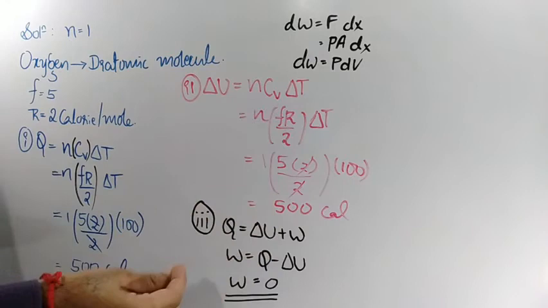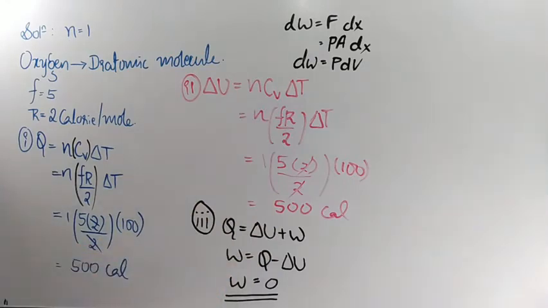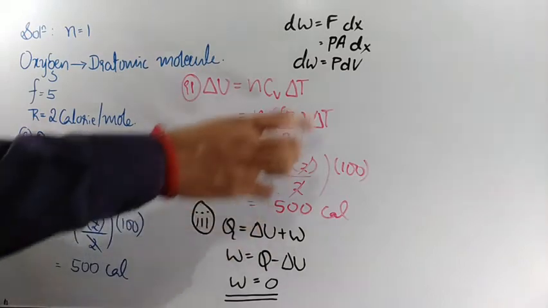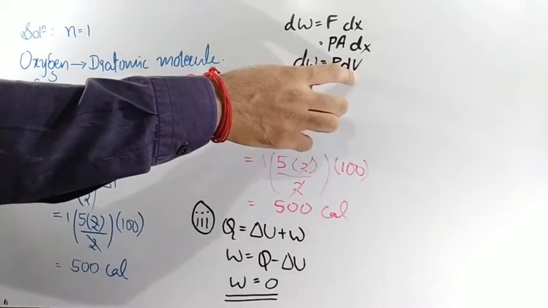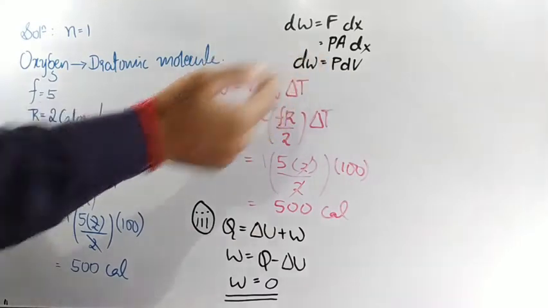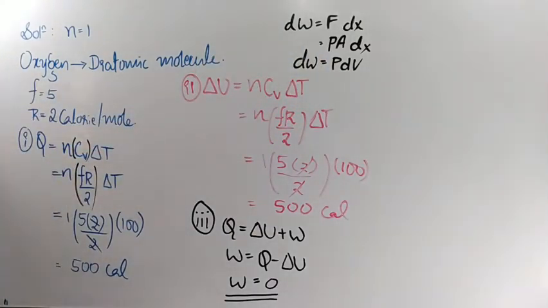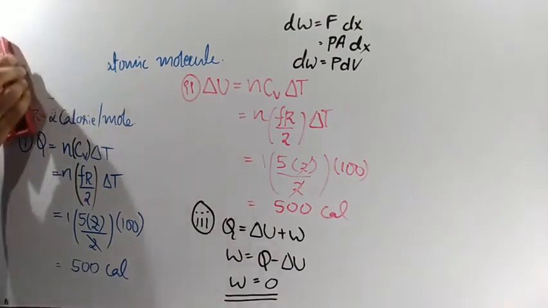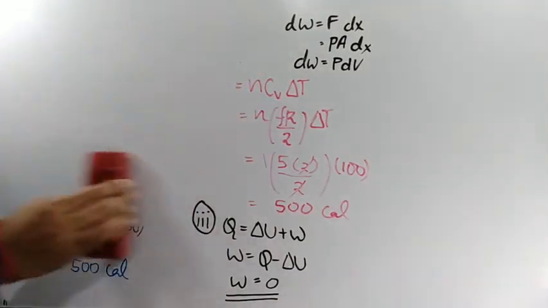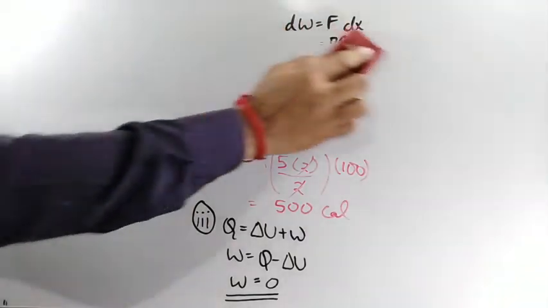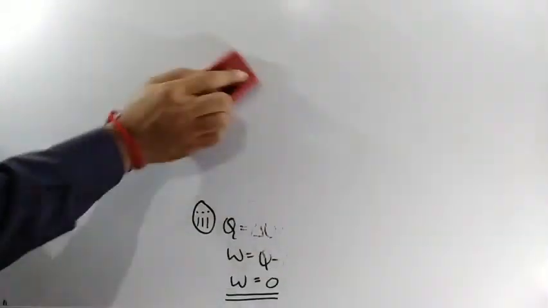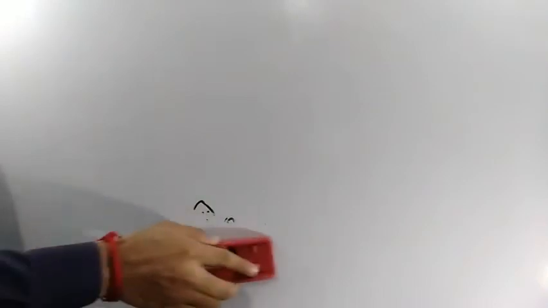Lastly, work done will be equal to what? 0. Because for constant volume, dV turns out to be 0. So P into 0 is 0. dW will be 0, and total work done will be 0. Clear? Shall I erase the board? Shall we go to the next problem?